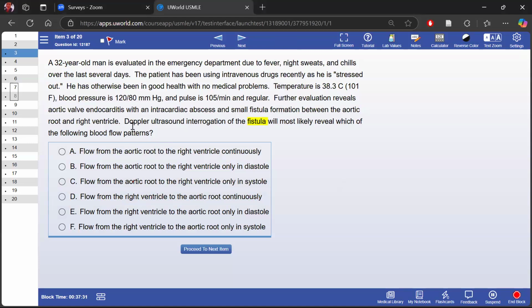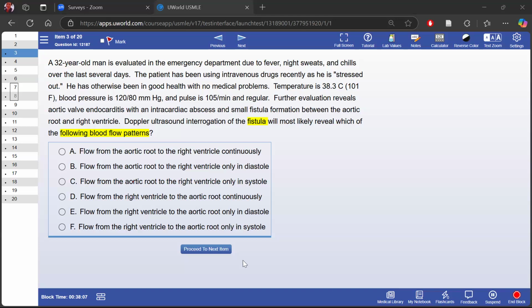And the Doppler ultrasound is looking at flow in the cardiovascular system. So we'll most likely reveal which of the following flow patterns. They want us to figure out how blood will flow through a fistula. The first concept, or a question at least, that I wanted to consider in the cardiovascular system is: what drives flow of blood? Who can tell us that? That's my first question. What drives blood flow in the cardiovascular system?